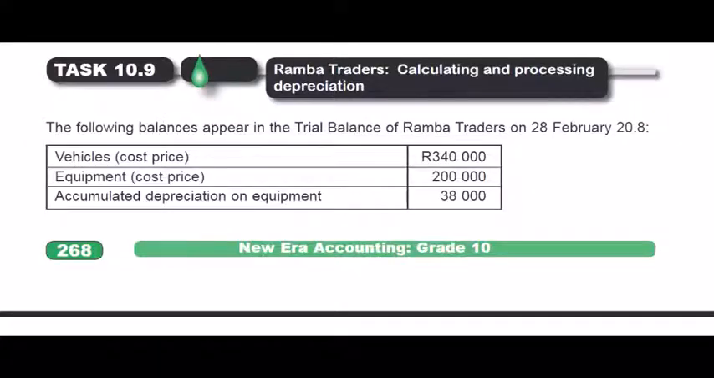Hi guys, this is the memo video of task 10.9. It says the following balances appear in the trial balance of Ramba Traders on 28 February 2008.